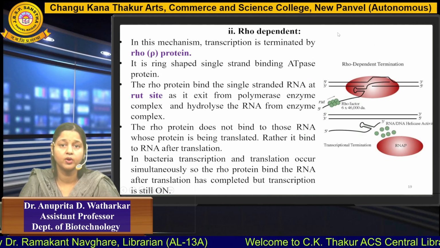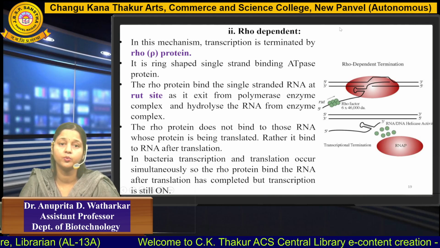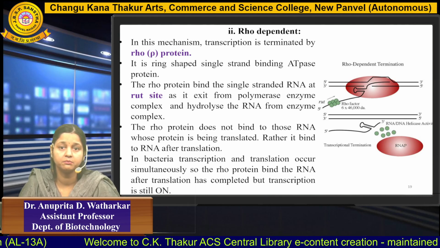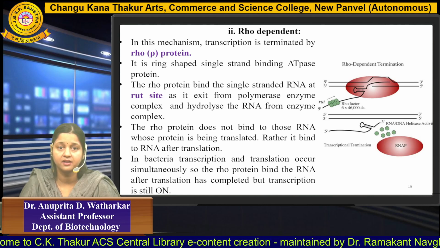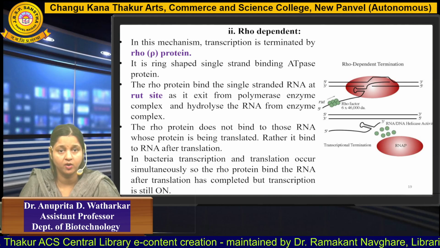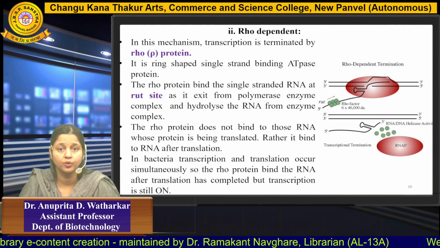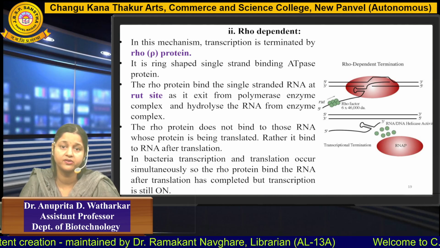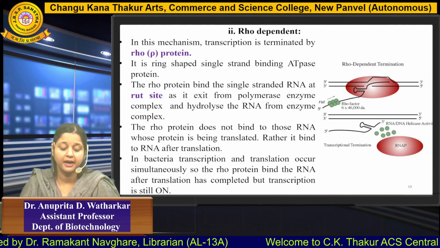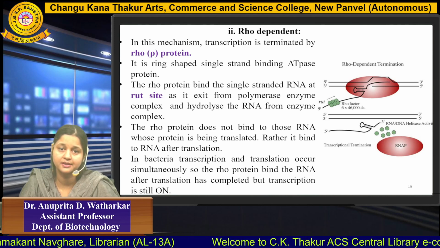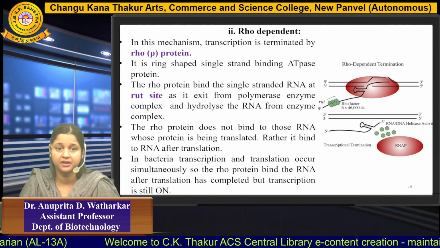Next concept is Rho dependent termination. In this mechanism, transcription is terminated by the Rho protein. It is a ring-shaped single-strand binding ATPase protein. The Rho protein binds the single-stranded RNA at the rut site as it exits from the polymerase enzyme complex and hydrolyzes the RNA from the enzyme complex. The Rho protein does not bind to those RNAs whose protein is being translated. Rather, it binds to RNA after translation. In bacteria, transcription and translation occur simultaneously, so the Rho protein binds the RNA after translation has completed, but transcription is still on.